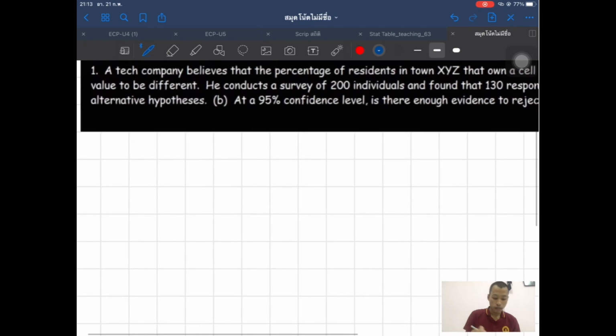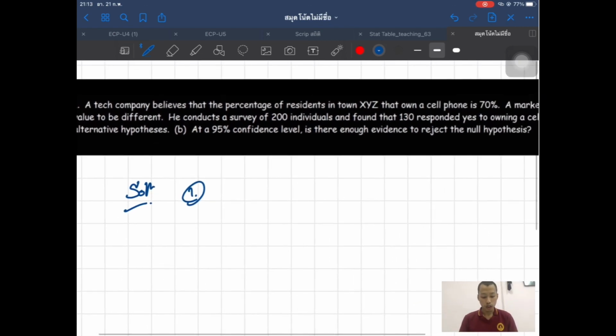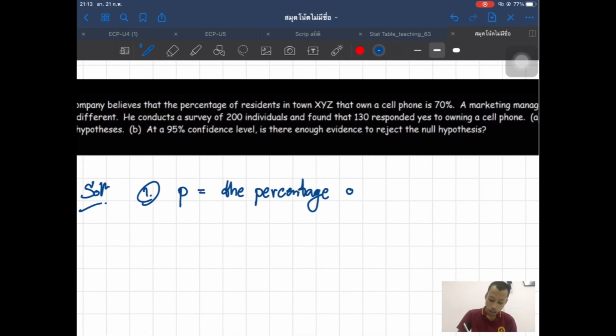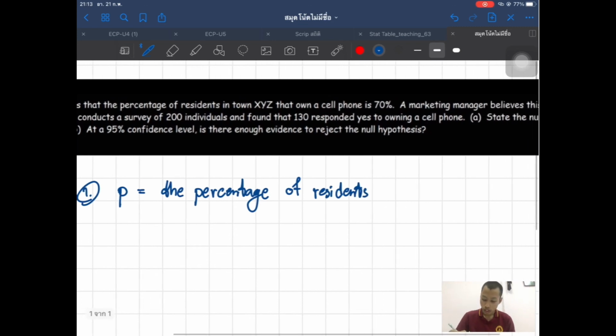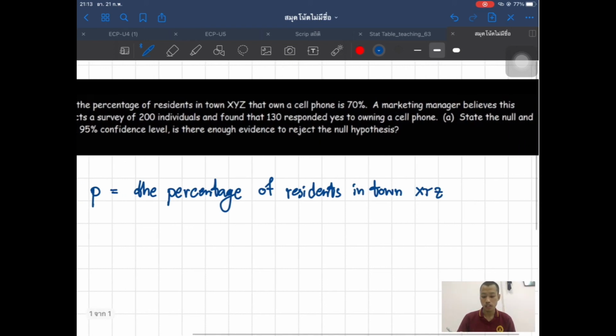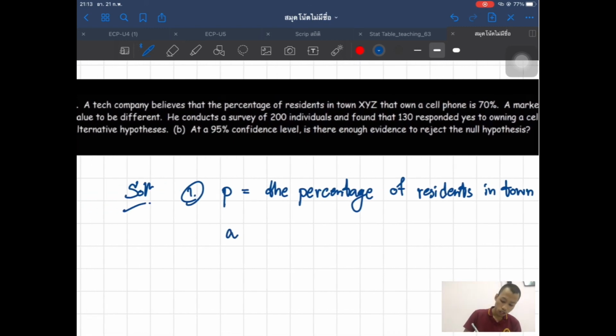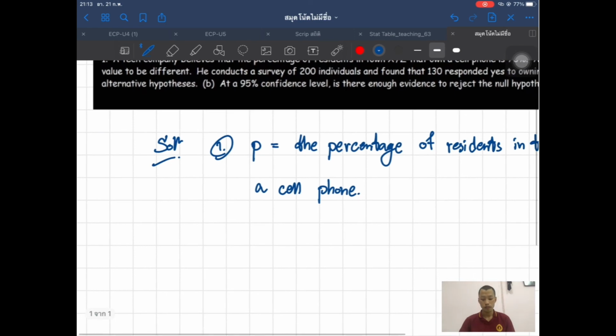Okay, we're gonna start. Solution. The first step, P is the percentage of residents in town XYZ that own a cell phone. Okay. Step 2.